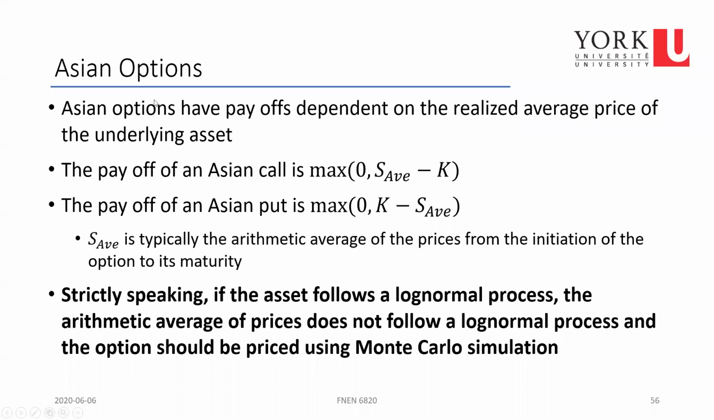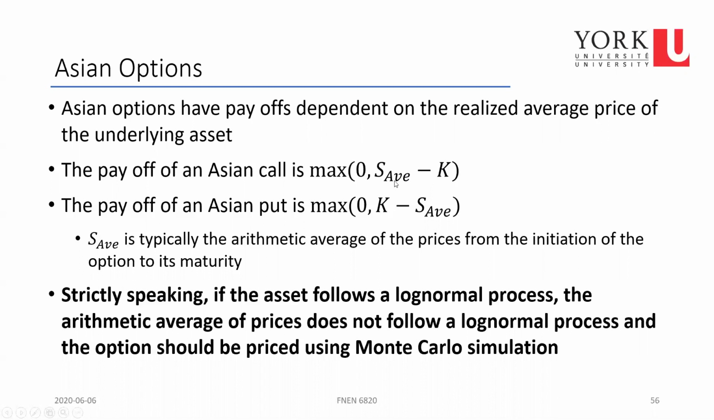Now let's look at Asian options. The payoffs of Asian options are related to the average price of the stock over the history. So for an Asian call, the payoff is really the max of 0 or the average price of the stock over the history minus strike.